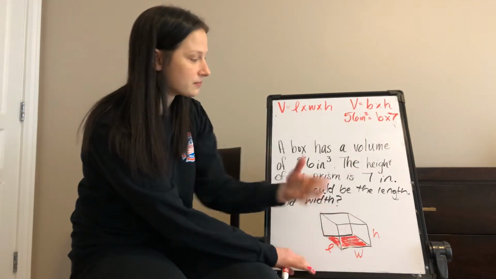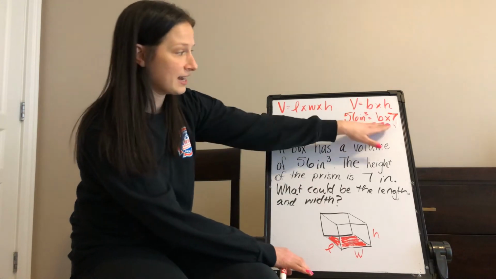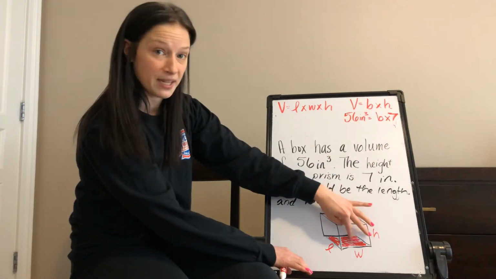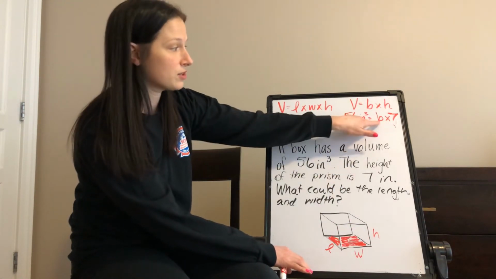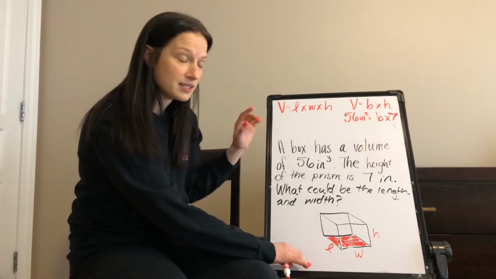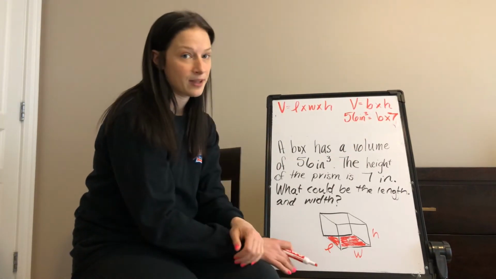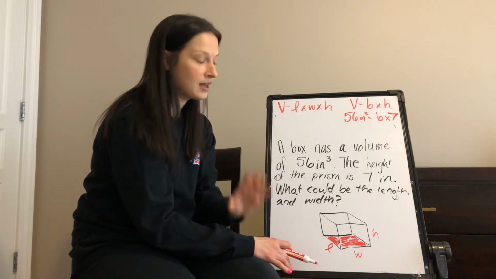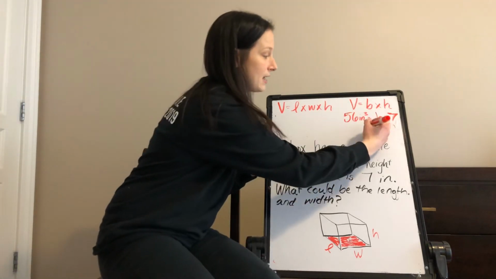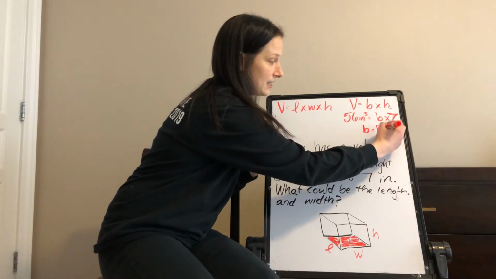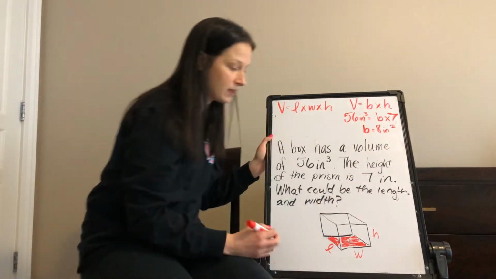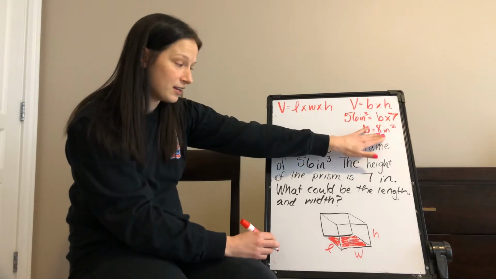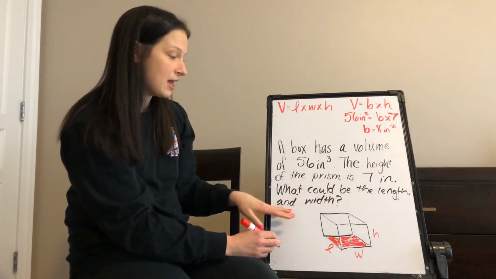So from here, we can determine what the area of this base is because we know that there's only one number that fits here for base. So I'll let you think about it. 7 times what makes 56? And I'm sure you discovered that the base is 8 inches squared. Okay, from there, now we can figure out the length and the width.